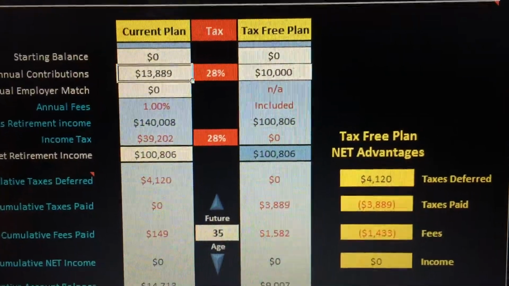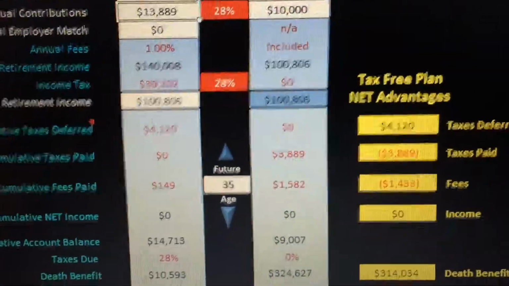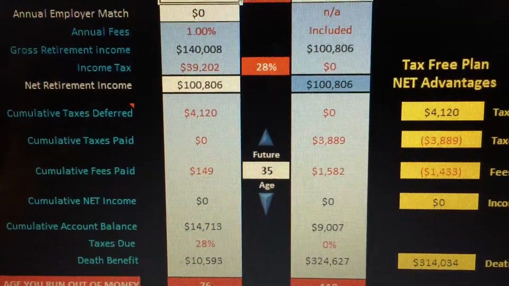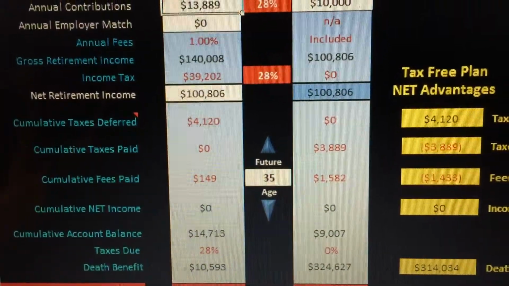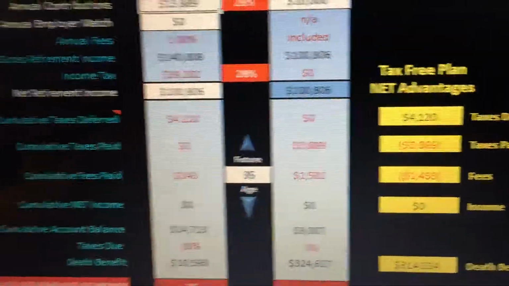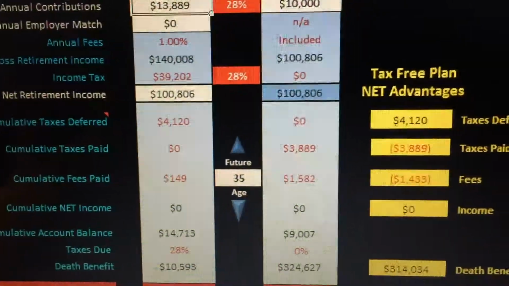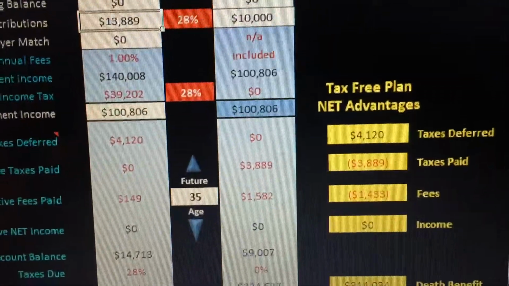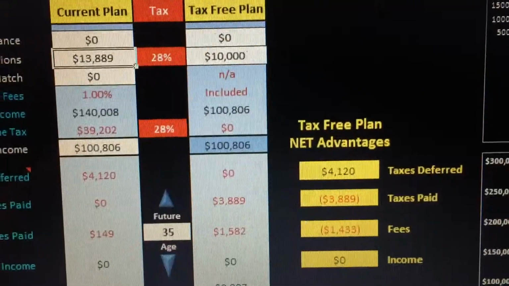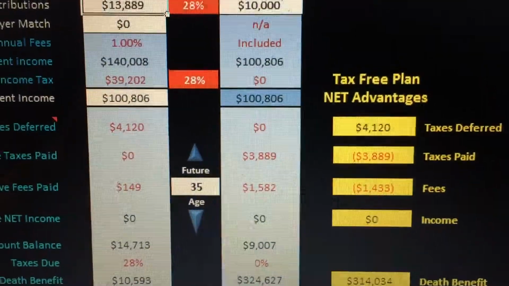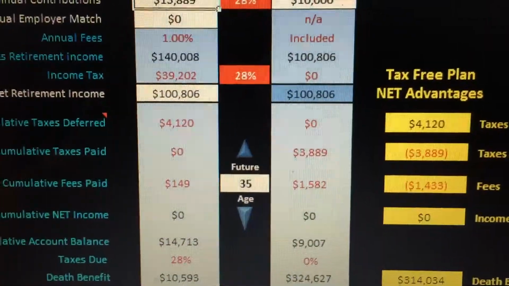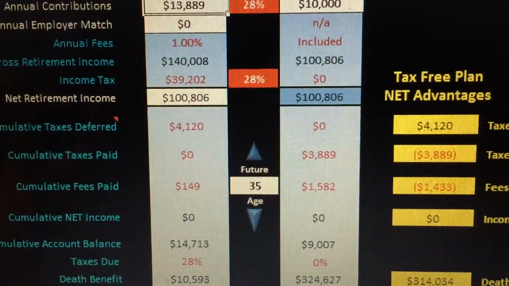At age 35, this person has accumulated $4,120 of taxes deferred. Why? Because they're not paying any right now. This person has no taxes deferred. Why? Because we're paying them now. The IUL represents someone who pays after-tax money into their policy. Okay, so as you can see, $3,889 of taxes have been paid.